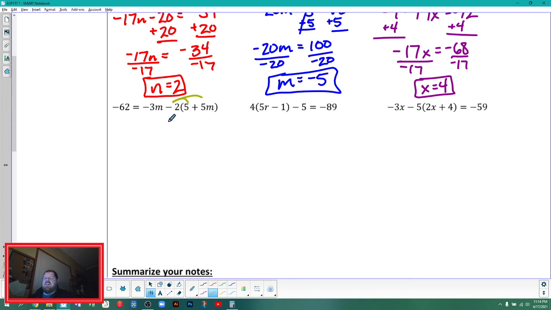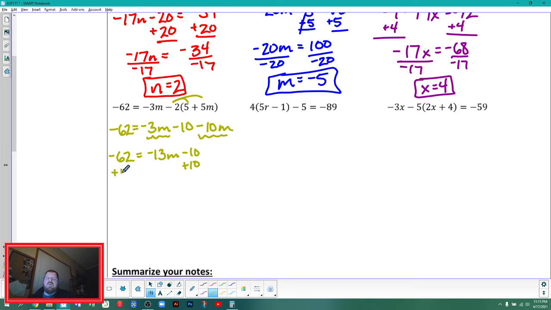I do like the practice that we're getting a lot of distributing a negative. So I hope you notice that. Negative 2 times 5 is negative 10. Negative 2 times 5m is negative 10m. We have like terms in our m's. Negative 62. Let's call that a negative 13m. And a negative 10.